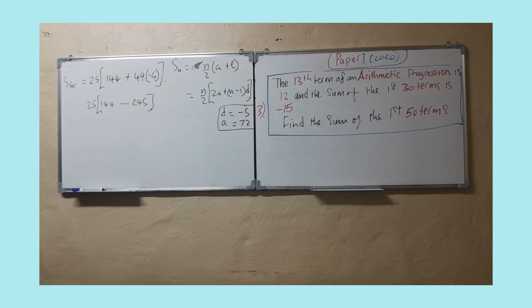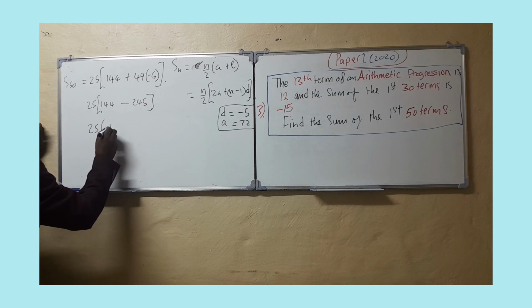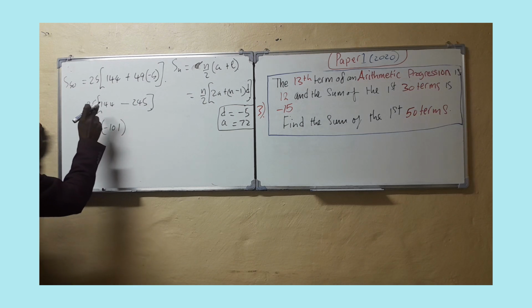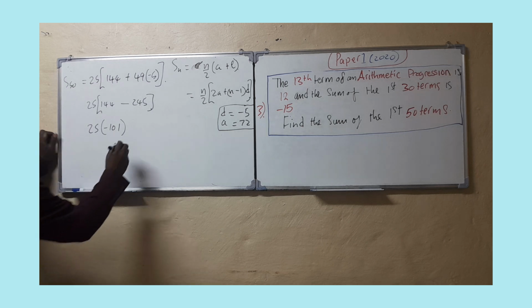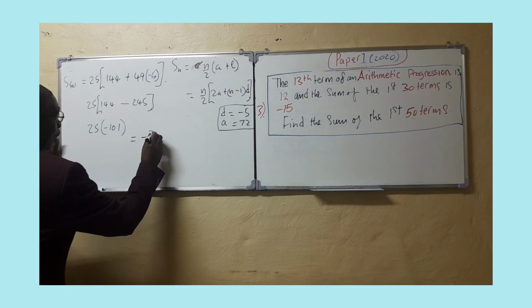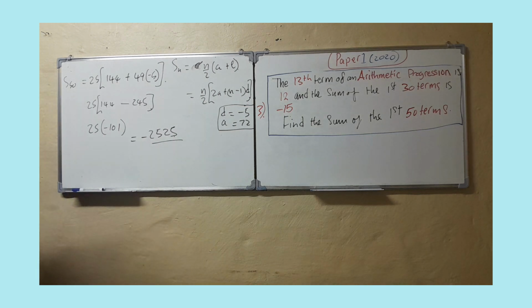minus 144, which is that 101. It's actually a minus. So we have 25 multiplied by minus 101. Because 144 minus that is minus 101. And that should give us times 25, which is 2,525, which is minus 2,525. That is the sum to the first 50 terms.